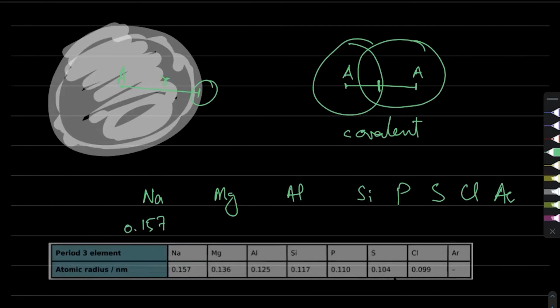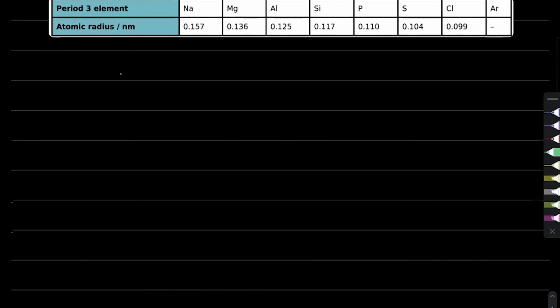Do you see a pattern here? Number one, tell me, why don't they show us the covalent radius of argon? Why is the value not given? It's simple. Argon does not form covalent molecules. That's it. If you look at the atomic radius, it is decreasing, right? There is a clear pattern there. The atom is becoming smaller and smaller.